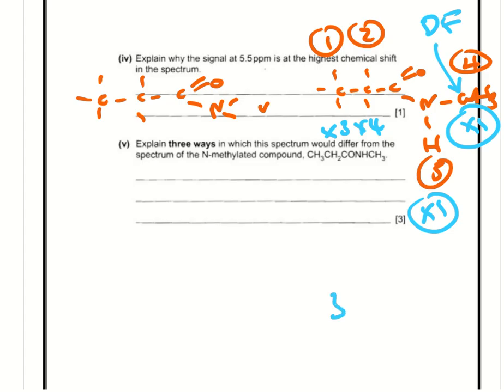Your integration trace is going to be 3 to 2 to 1, sorry, to 3. Okay, so you're going to have 4 signals. You're going to have a different integration trace. You're going to have 2 singlets instead of 1 singlet. And I think, did I say anything else there? No, you're going to have that second singlet as well. It's going to be fairly far downfield.